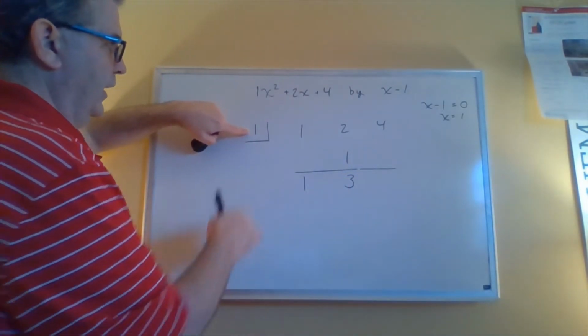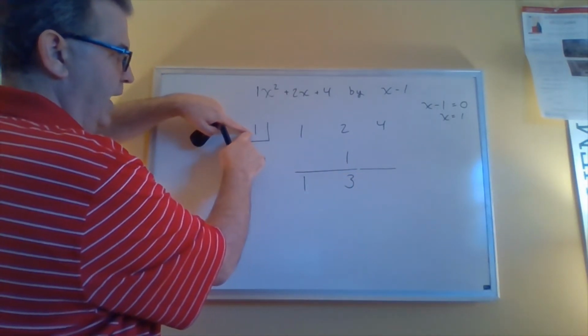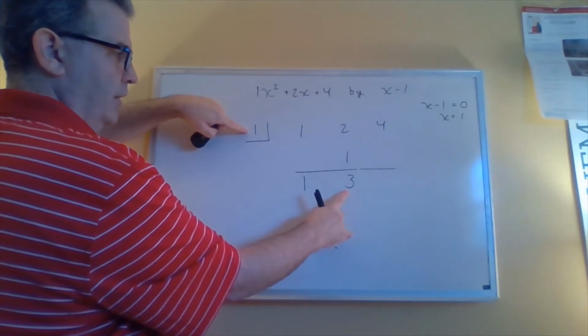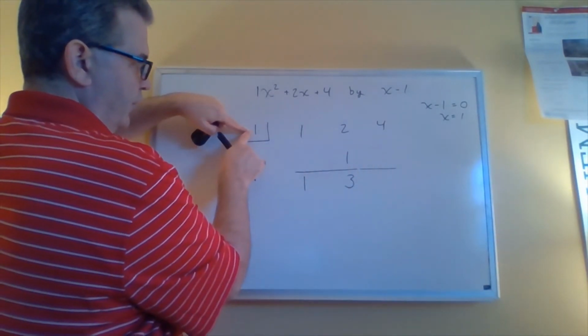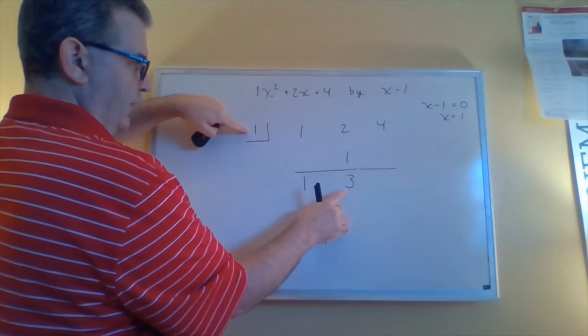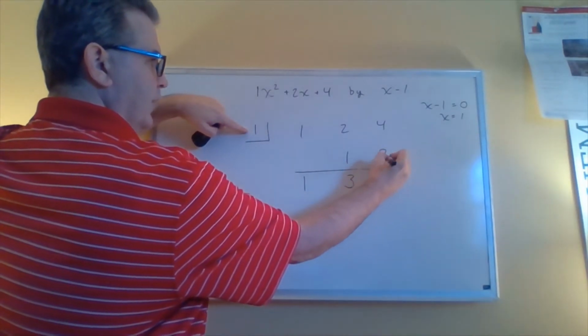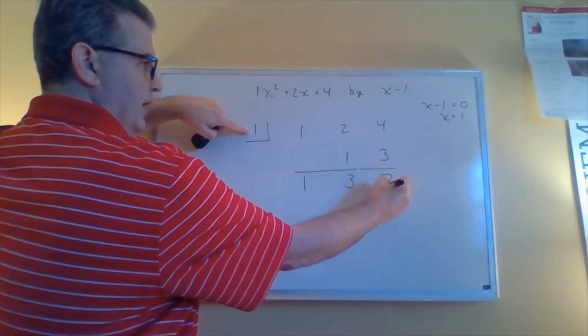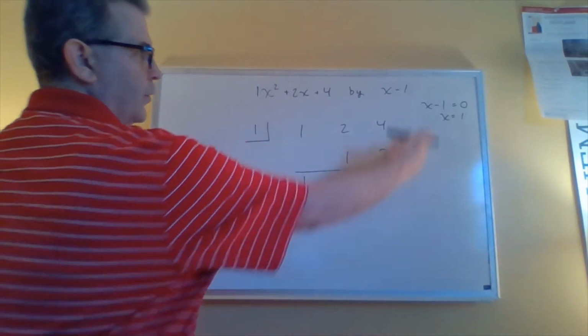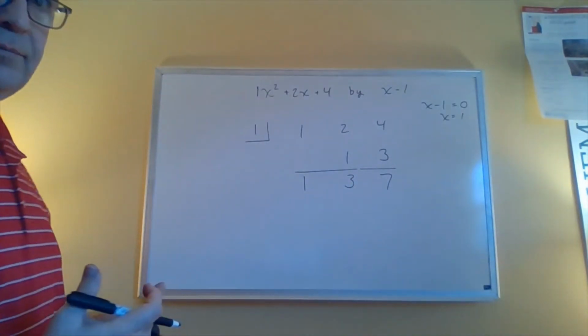And we do it over again. We multiply what's inside the box times what's under the bar, and whatever that equals goes above the bar. So this will be 1 times 3, and that equals 3. So we put a 3 up there. Add this column together: 4 plus 3 is 7. We're out of numbers over here, so we're done.